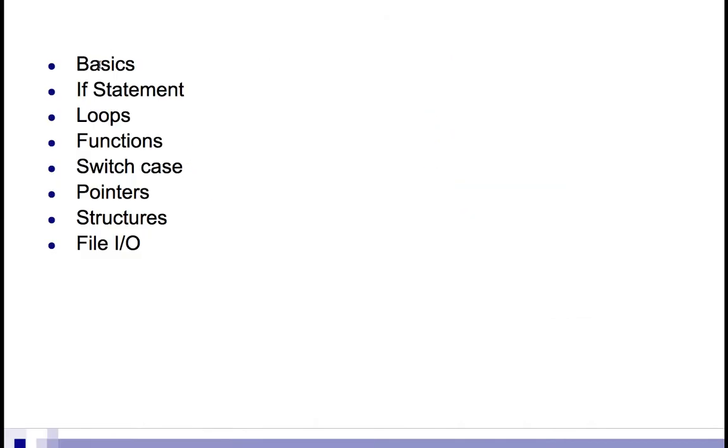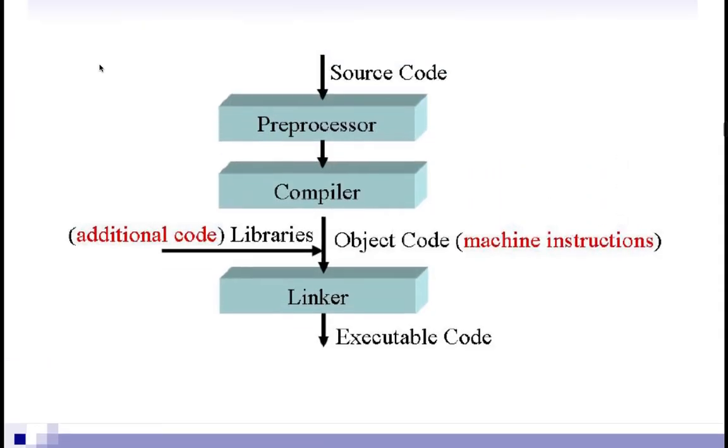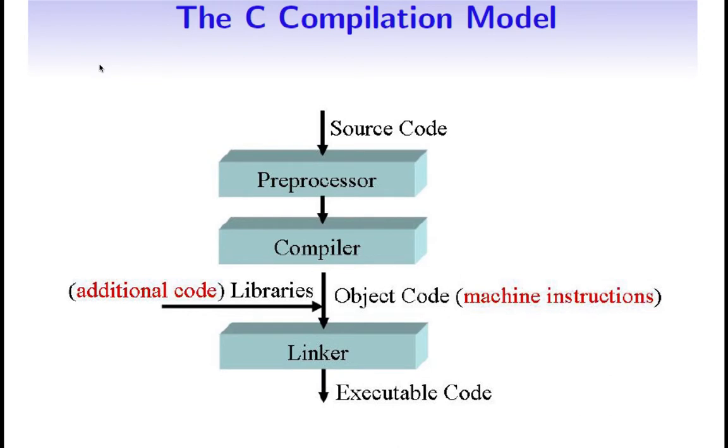Now, we will start with the basics. How does the C compiler work? Let's see: source code goes to the preprocessor, then the compiler. The compiler will compile and execute the program if there are no errors. If there is a single error, it will give the error as an output.